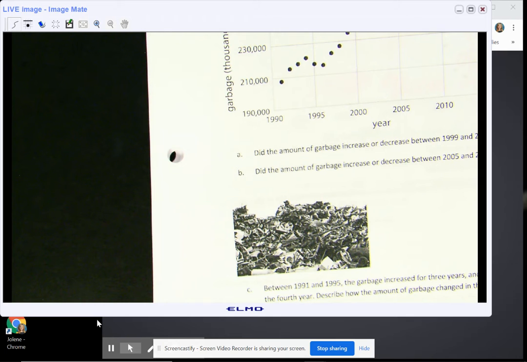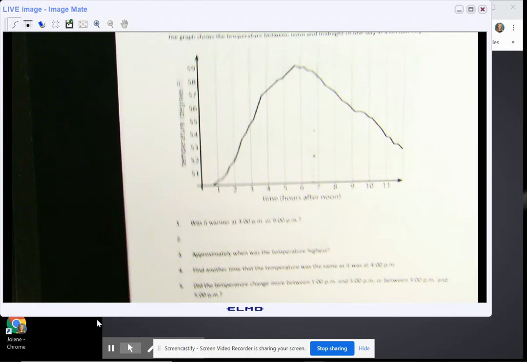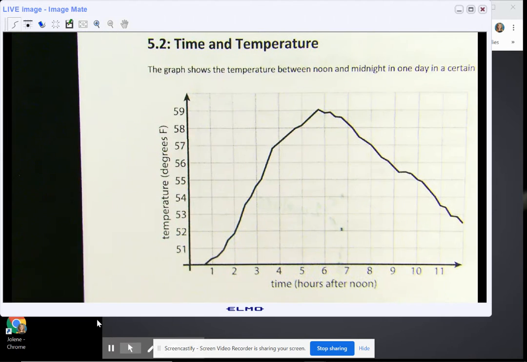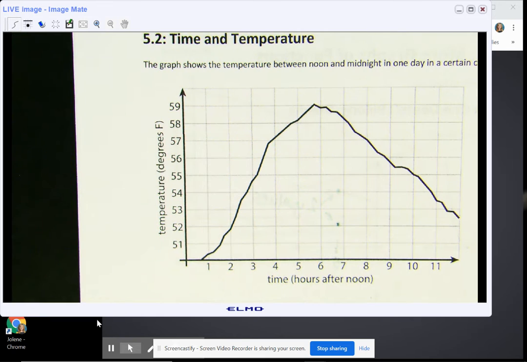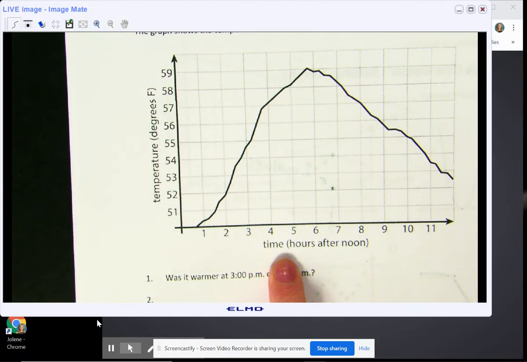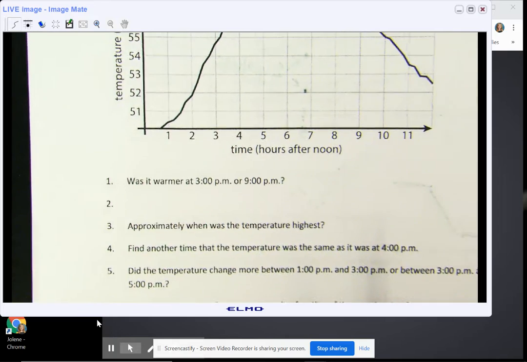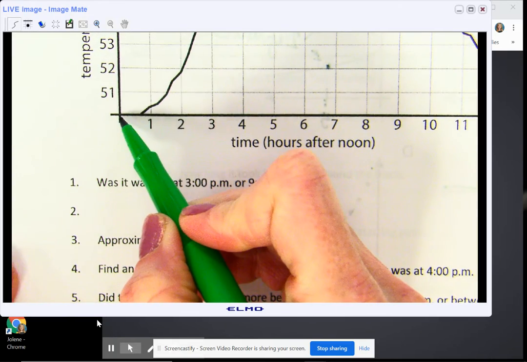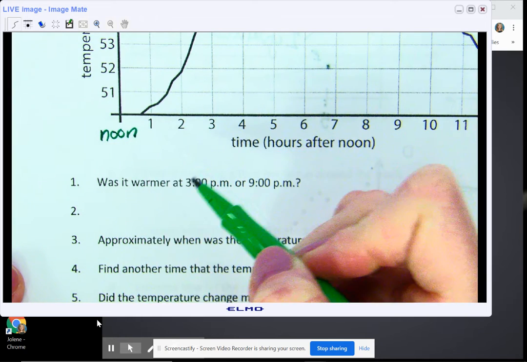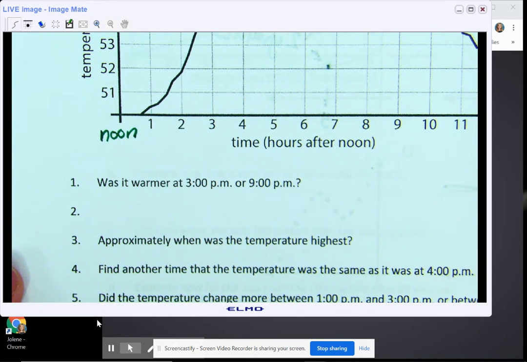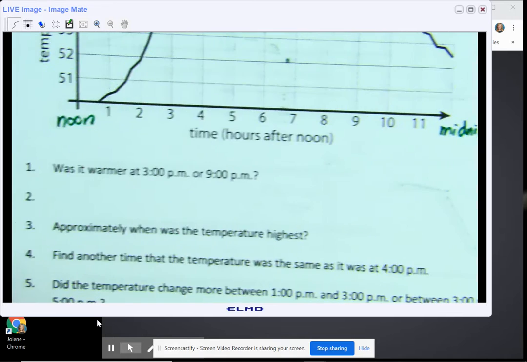Okay. Next page. Take a look at this graph. We have a graph that shows the temperature between noon and midnight in one day in a city. We are going to answer some questions based on the information, but the time at the bottom is afternoon. So even though our graph starts at 0, this is really noon, and this is midnight at the other end, okay?